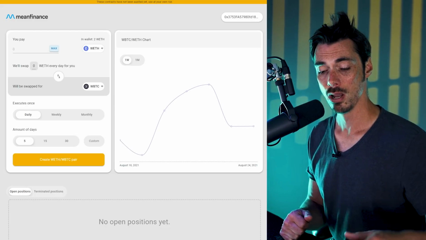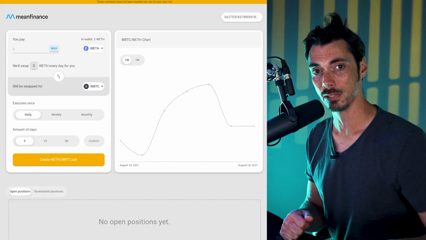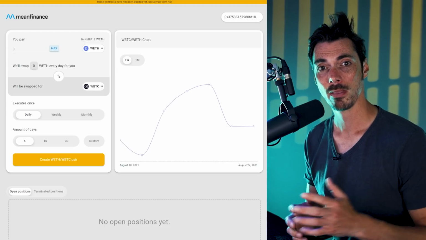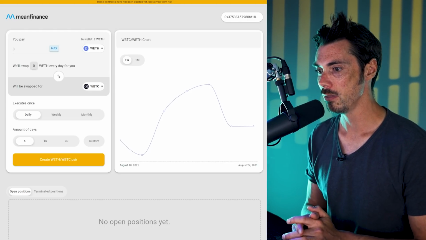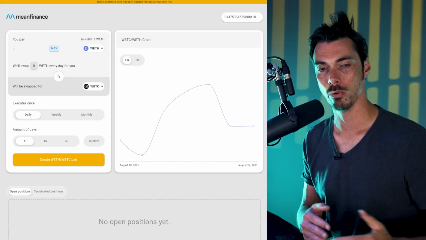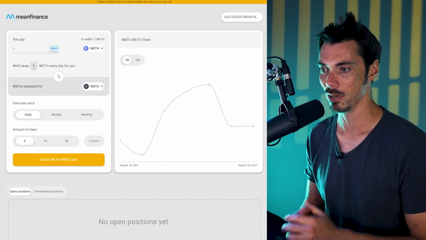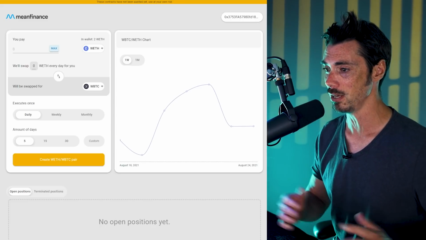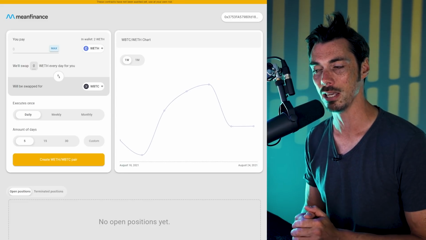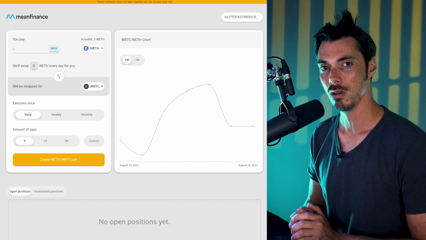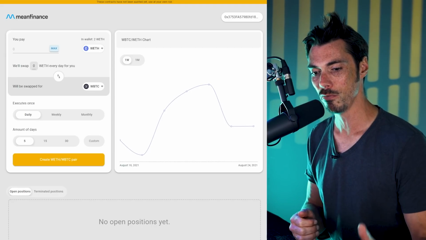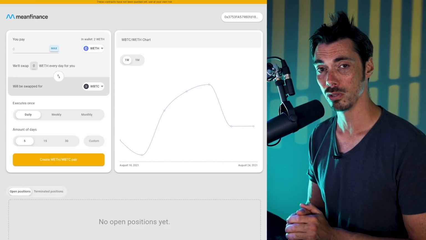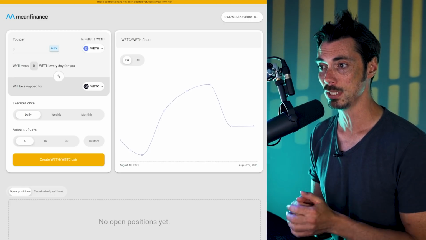So for instance, you have ETH and you want to buy DAI, or you have DAI more likely and you want to buy ETH, or you have USDC and you want to buy ETH, then you can set it up so that you will buy a certain amount, either daily, weekly, or monthly, for a certain number of days. So you could do it for 5 days, 15 days, 30 days, or an entire year. And the protocol will automatically buy for you at a price that's determined on the day over the course of the period that you have set up. And that's called taking a position.